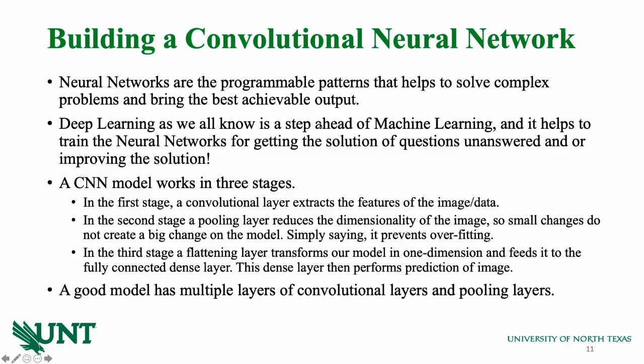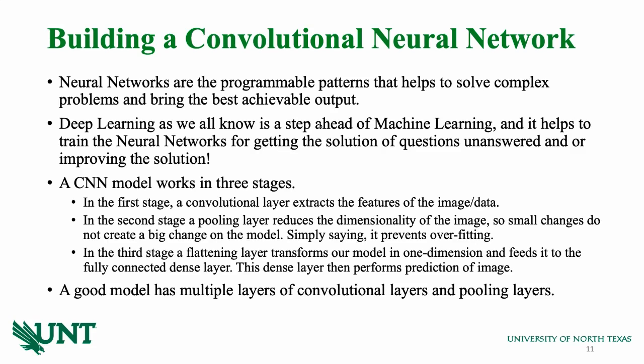And now we are building a convolutional neural network. Neural networks are programmable patterns that help to solve more complex problems with the best achievable solutions. Compared to machine learning, deep learning is a step ahead as it helps to train neural networks for getting the best solutions to unanswered questions or improving the existing solution.